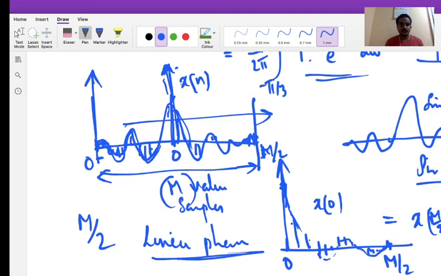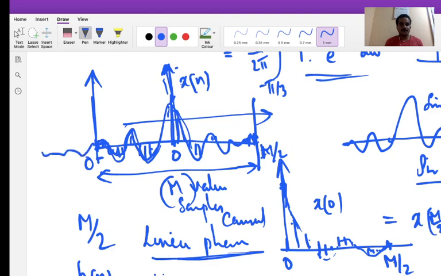Your system is causal also, because once you shift, it is in the 0 to m region, and now you have a causal linear phase signal. Now what do you want to do? You want to find your hn in this region.